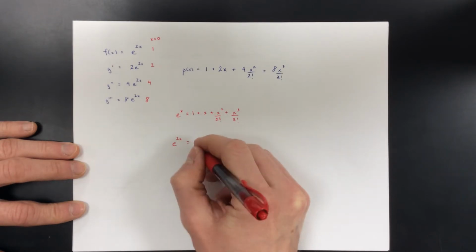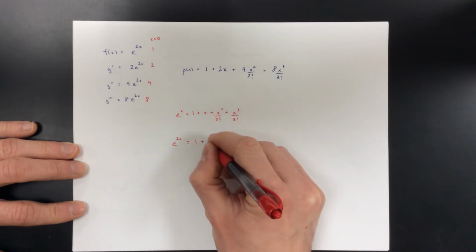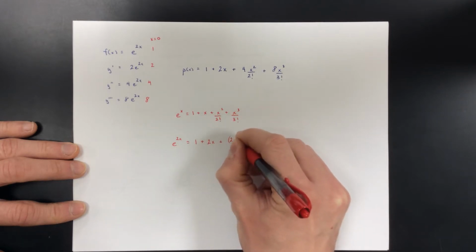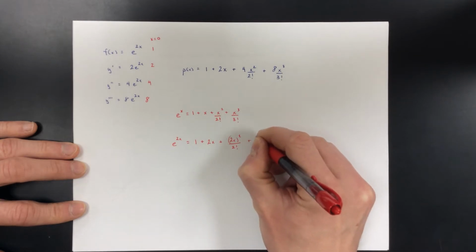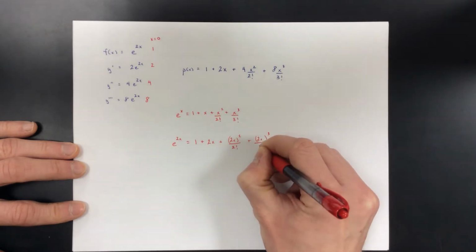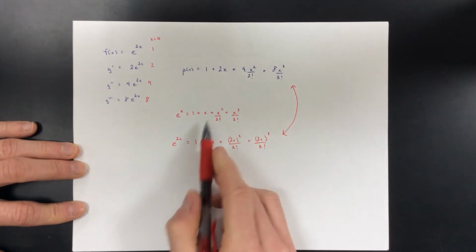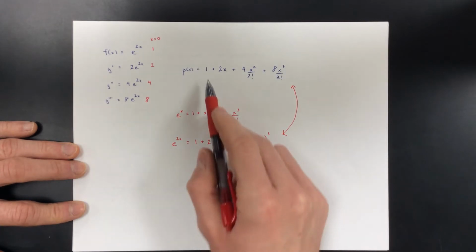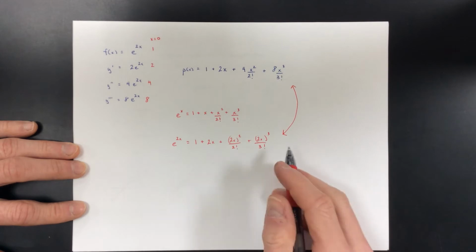So take 2x and put it in for 1. All right, we still get 1. Take 2x and put it in for the x, and we get 2x. Take 2x and put it in here, we get 2x squared over 2 factorial plus 2x cubed over 3 factorial. And you can see that whether we use the pattern to figure out what e to the 2x is, or we actually build it from scratch, we get the exact same thing. Both of the ideas are really related.